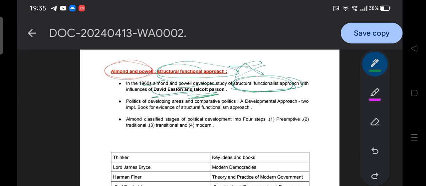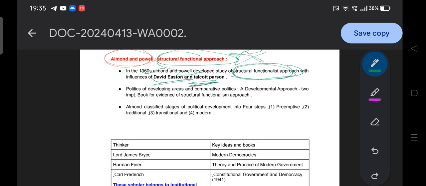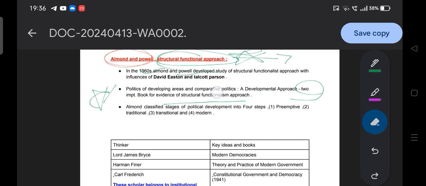So this is the chronology, and they ask it in your examination. I am explaining here; these things are there in questions, so you have to remember. What is another thing? In Politics of the Developing Areas and Comparative Politics: A Developmental Approach, these two important books give evidence for the structural functionalism approach by Almond and Powell. If you ask me what the structural functional approach is, I have already made a video on it in the YT session where we discuss political sociology. We discuss the structural functionalism approach there, so you can cover that.